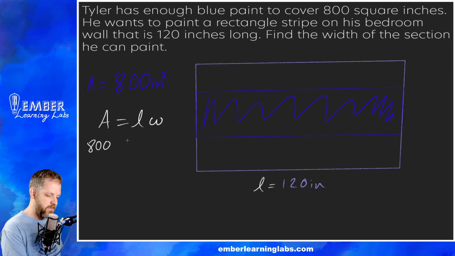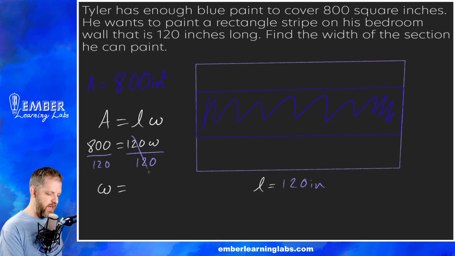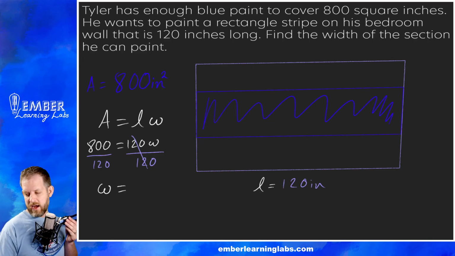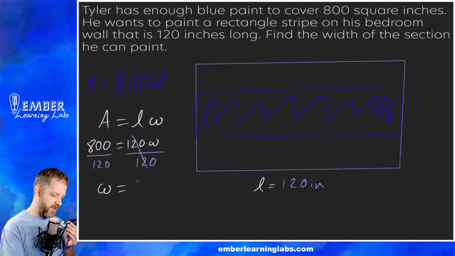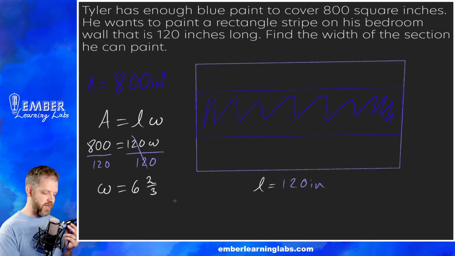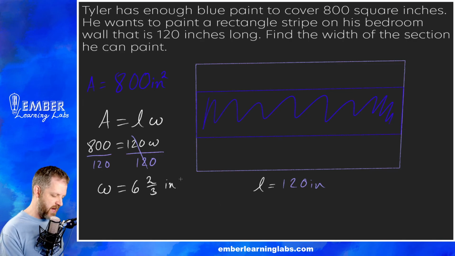Okay, so this is 800 equals 120 W. So now we're going to solve for W. How is that 120 attached to the W? Well, it's multiplied. So how are we going to get rid of it? We're going to divide. So we're going to divide both sides by 120. The 120s cancel, leaving us with W equals, and then 800 divided by 120 is 6 2/3. What's our units? Inches. So that's how wide of a strip that he can paint.